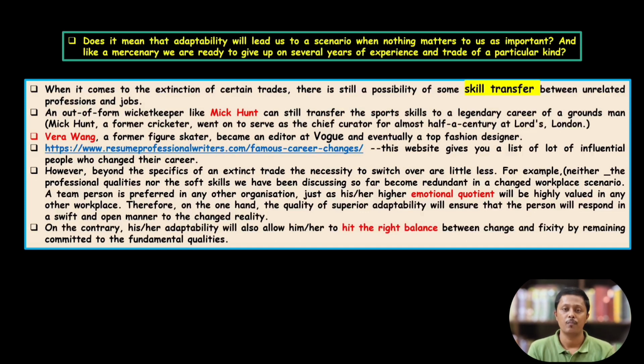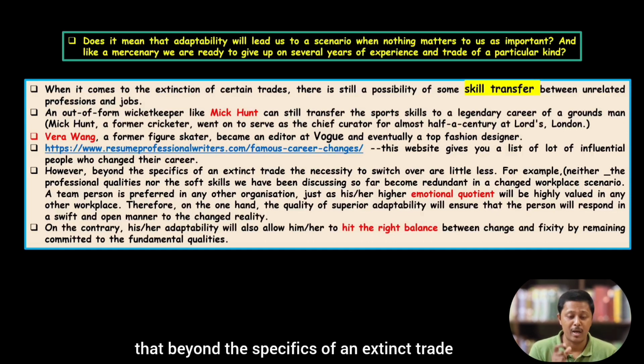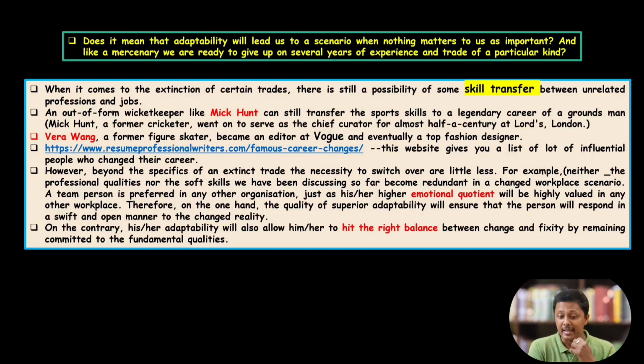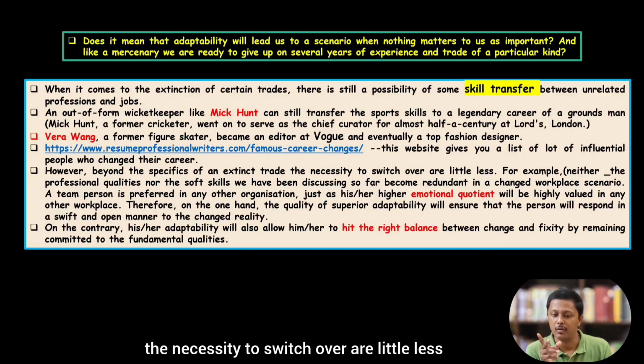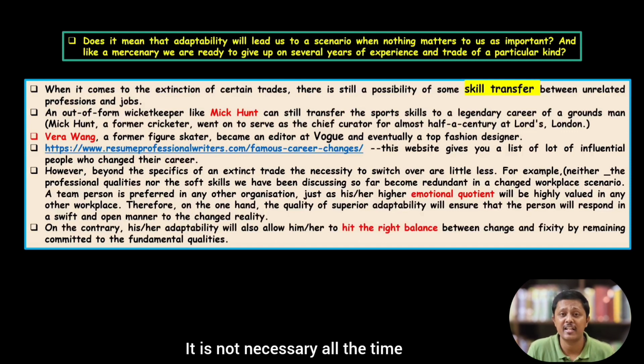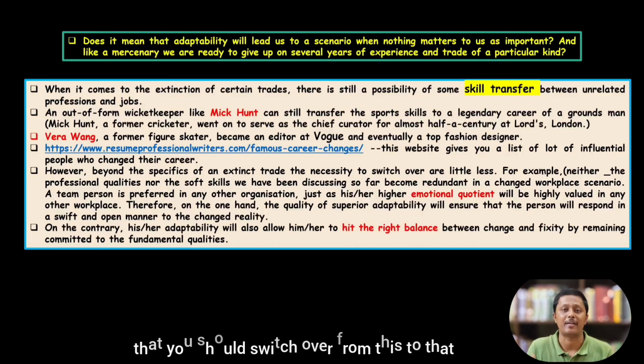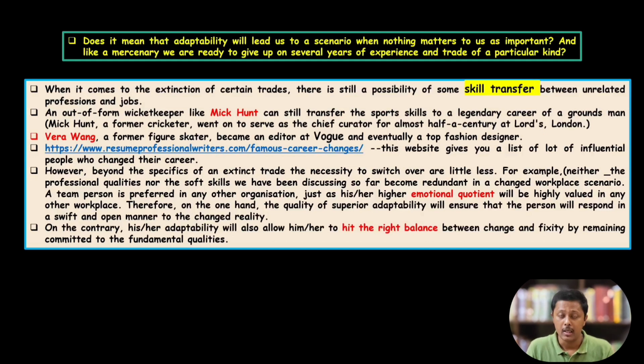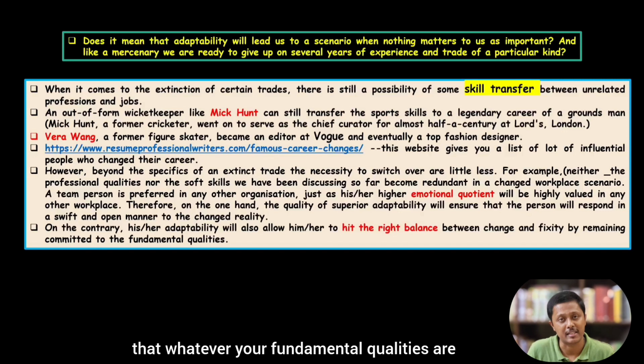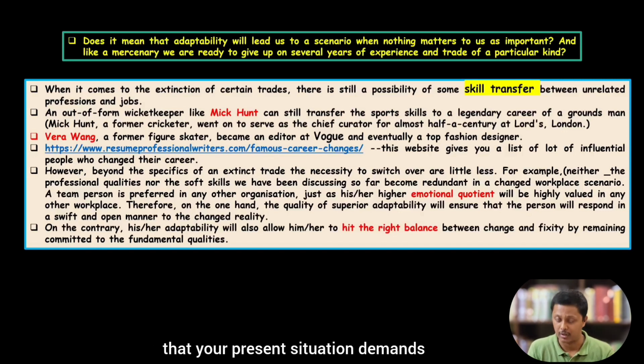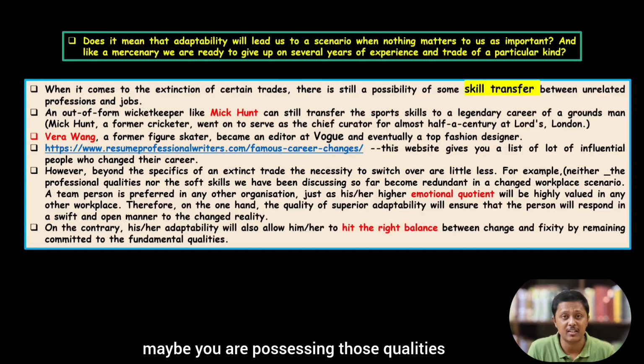So it is also true that in a change scenario, nobody knows how you have to behave, how you have to adapt. That is significant. Therefore, this is significant that beyond the specifics of an extinct trait, the necessity to switch over is a little less. It is not necessary all the time that you should switch over from this to that, because sometimes it is also inevitable that whatever your fundamental qualities are that your present situation demands, maybe you are possessing those qualities.